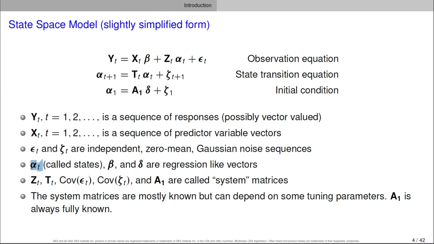Alpha t, also called the states, beta and delta, are regression-like vectors. The matrices zt, Tt, covariances of the disturbances like the covariance of epsilon t and the covariance of the state disturbance ct, and A1, which appears in the initial condition, are called system matrices. The system matrices are mostly known but can depend on some tuning parameters also. A1 is always fully known. A1 is usually an identity matrix or is a matrix made up of columns of the identity matrix.